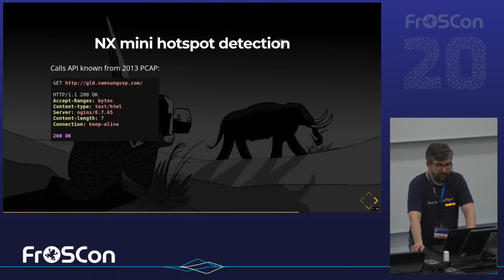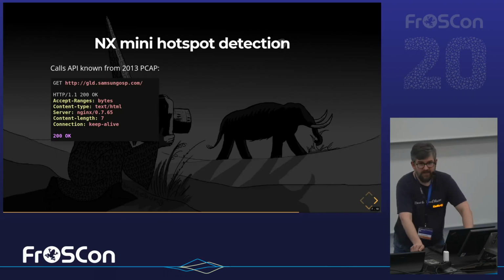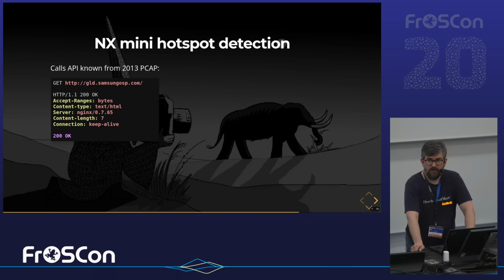Now, we have this PCAP from 2013 where the hotspot check has been captured, and it is querying the GLD Samsung OSP.com site. OSP is probably open source project, and the response is an HTTP OK with body 200 OK. So this is a bit strange, but anyway, this is what I captured, and I replayed it perfectly byte for byte, including the TCP segmentation issue that I mentioned earlier, and the camera just didn't take it.